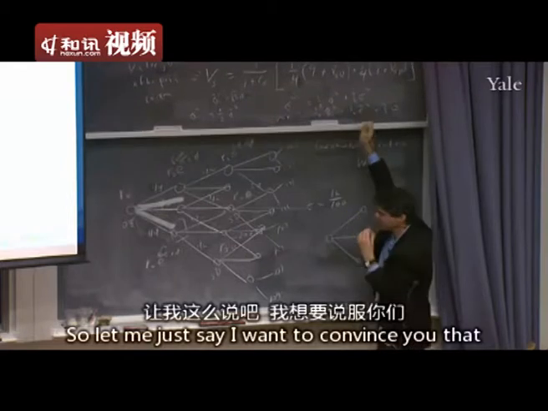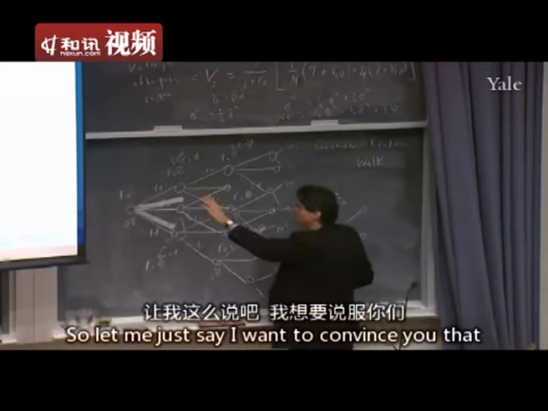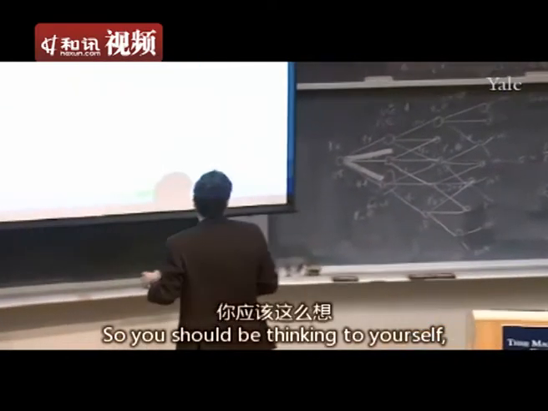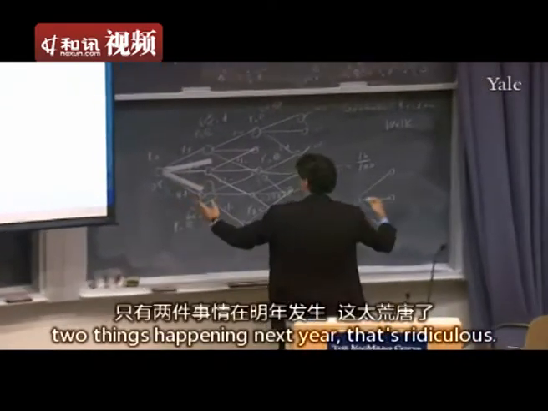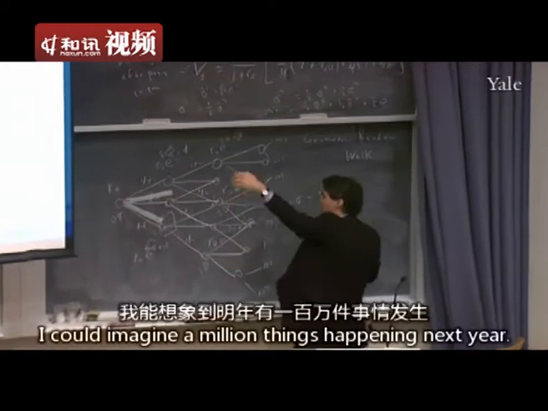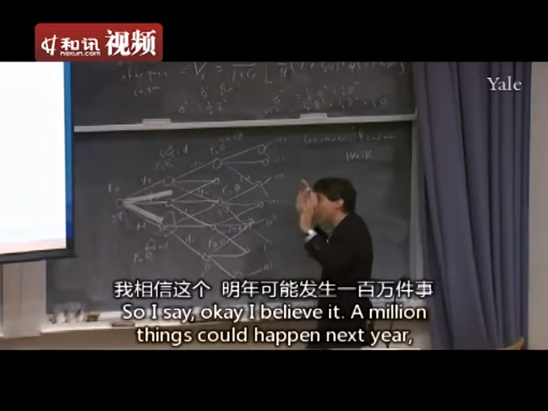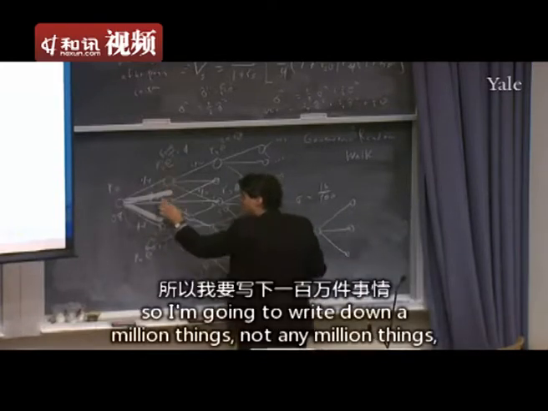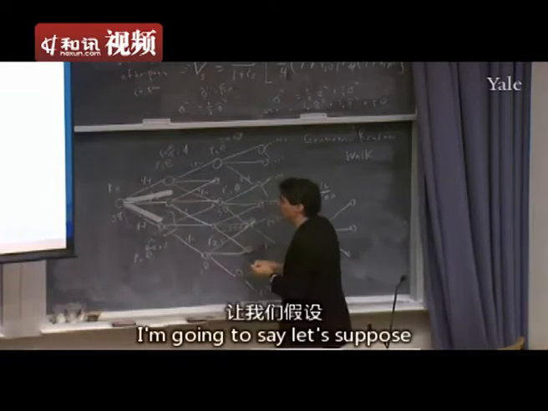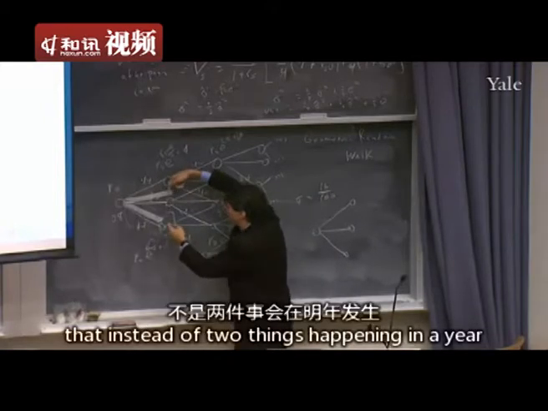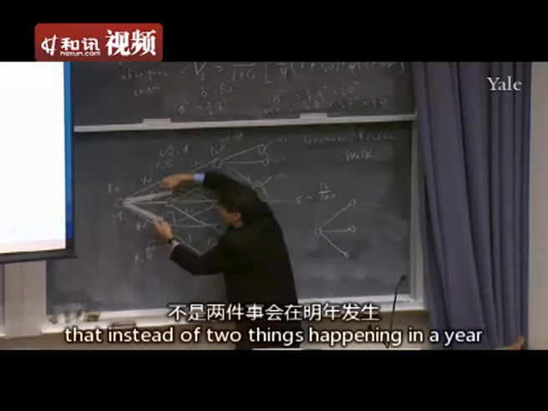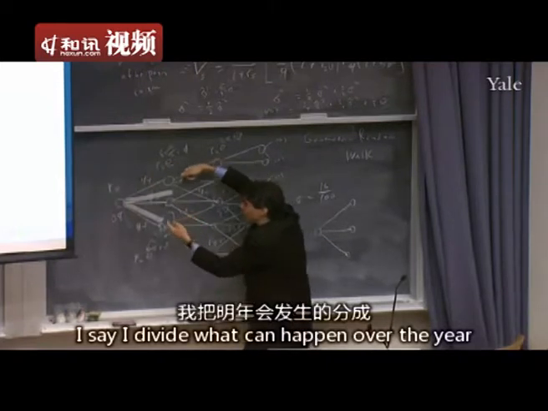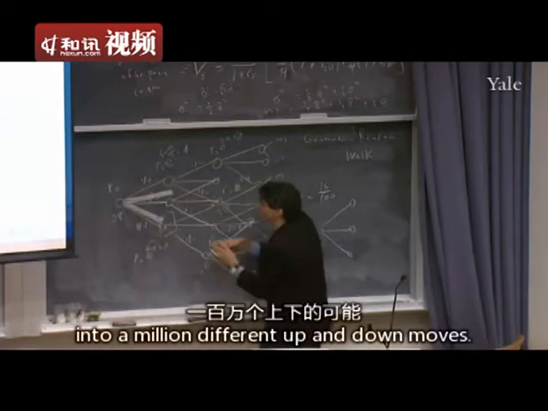So let me just say, I want to convince you that this binomial assumption is not such a special case. You should be thinking to yourself, 2 things happening next year, that's ridiculous. I could imagine 1,000,000 things happening next year. So I say, okay, I believe it. 1,000,000 things could happen next year. So I'm going to write down 1,000,000 things, not any 1,000,000 things. Let's suppose that instead of 2 things happening in a year, I divide what can happen over the year into 1,000,000 different up and down moves.